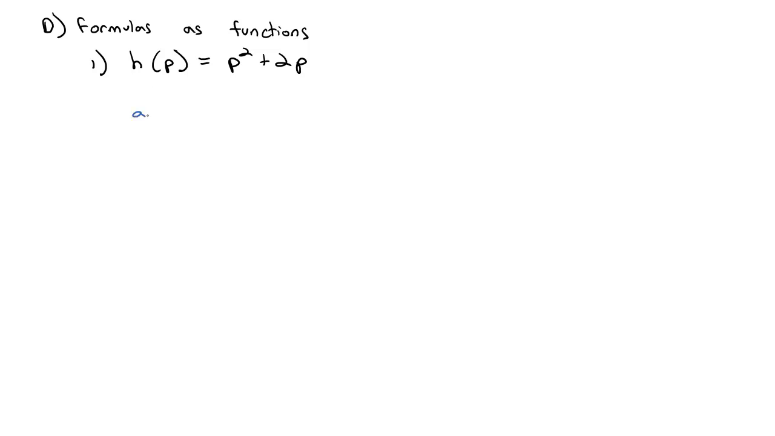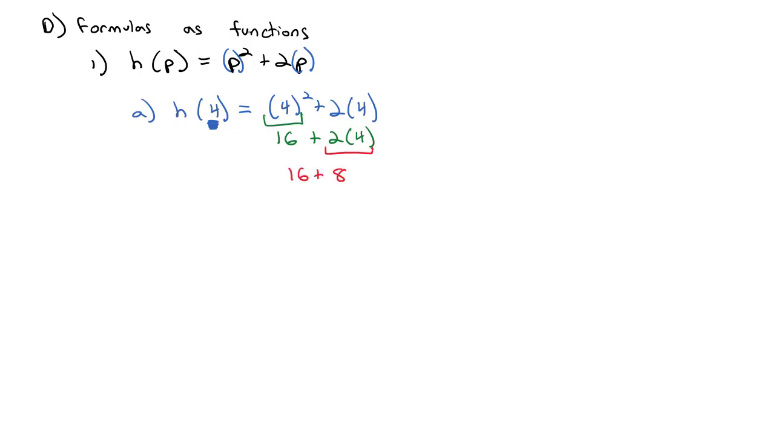Now I can evaluate what is the height at 2. Actually, let's do the height at 4. What that means is 4 is going into the height, or the h function. The function has p's in it. So every one of those p's is going to be replaced with the 4 of the input. So we end up with 4 squared plus 2 times 4. Order of operations tells me to evaluate the exponent first. Then I can evaluate the multiplication. Then I can evaluate the addition to get 24.